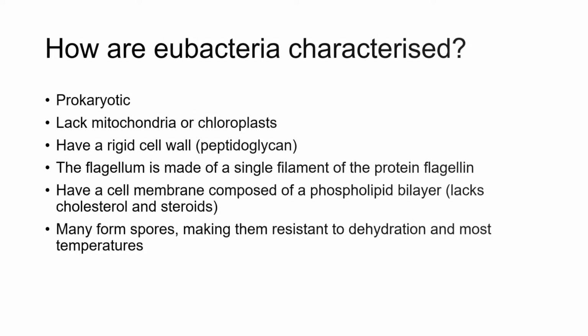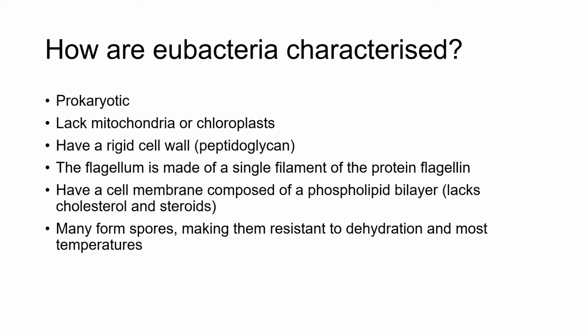Eubacteria can be characterized by the following traits. They are prokaryotic, there is a lack of mitochondria or chloroplasts, they contain a rigid cell wall made of peptidoglycan. The flagellum, if present, is made of a single filament of the protein flagellin, unlike eukarya. They have a cell membrane composed of a phospholipid bilayer that lacks cholesterol and steroids.